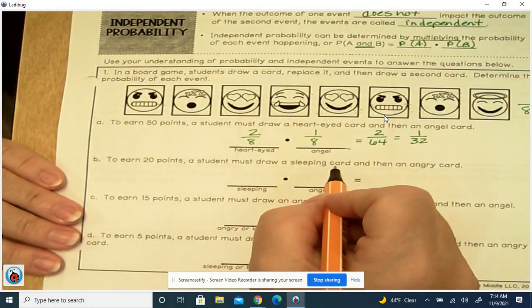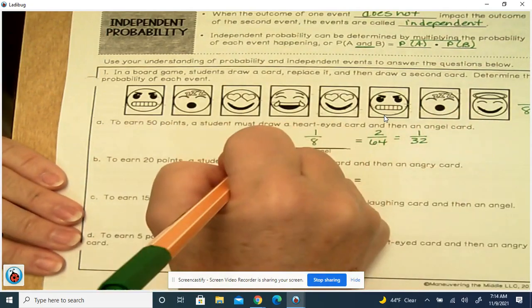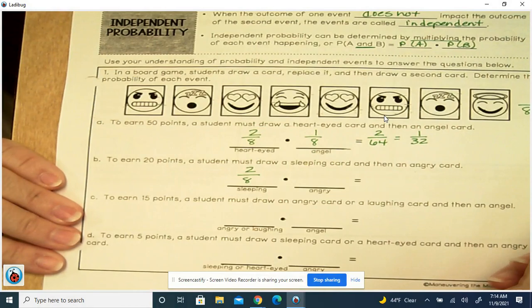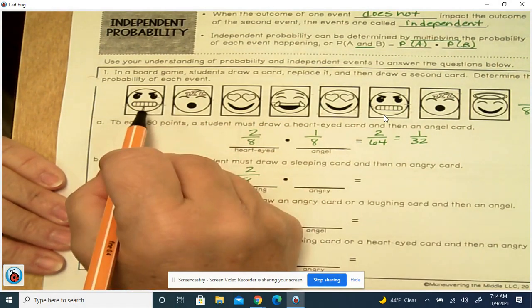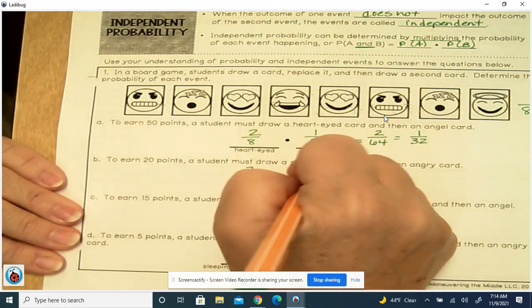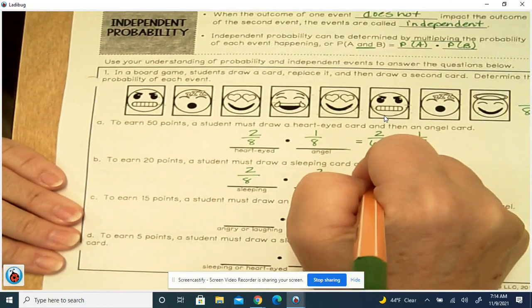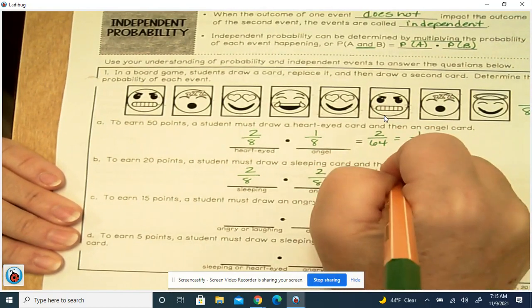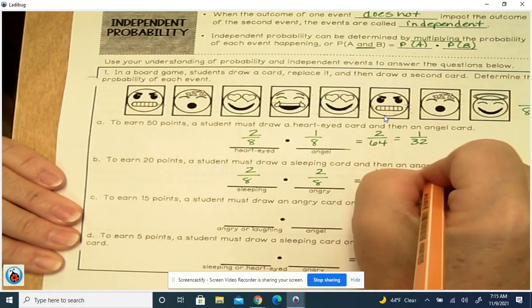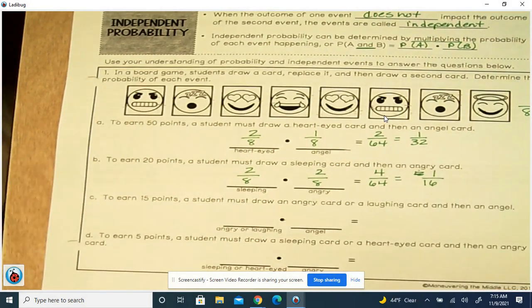The student must draw a sleeping card. So the sleep, there's 1, 2. That's 2 out of 8 again. And an angry card, and that would be 1, 2. 2 out of 8. So we multiply the fractions straight across. That's 4 out of 64, and that simplifies to 1 over 16. 16 times 4 is 64.